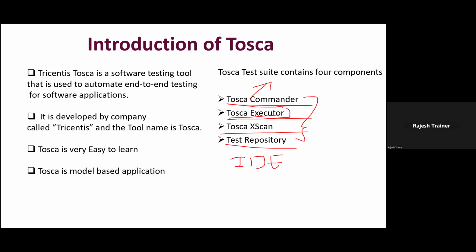Executor, the name itself is telling us it has one executor, means we need to execute the test cases. Next, Xscan, in order to scan the module. Just remember the name. When we are dealing with modules, in depth, we will learn. Next one is to store all your work, either your test cases, your requirement section, or your test planning section, everything will be there in the test repository. We need to understand this concept.